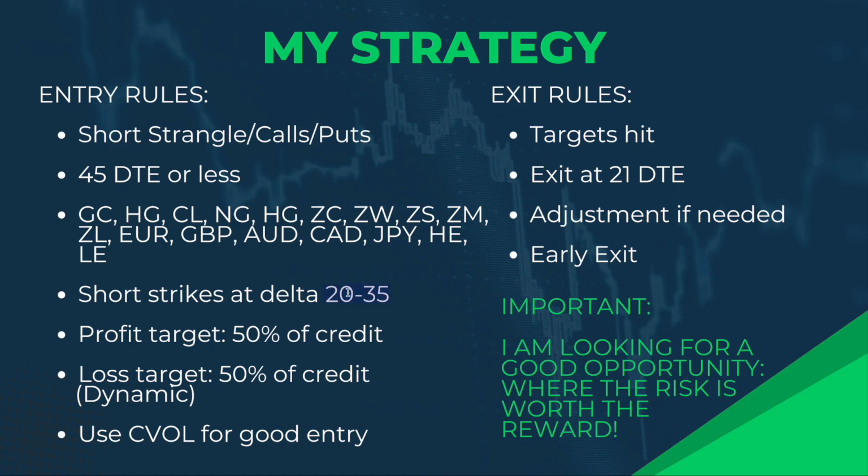My short strikes are always going to be anywhere between delta 20 and 35. Delta 20 is usually for the short strangles, and for the calls and puts it will be about delta 30, 35, because you need to collect more premium there to have somewhat of a good stop. My profit target is always 50% of credit, and my loss target is also 50% of credit. So I'm risking one to make one, and my stop loss is dynamic, which means as soon as I'm up about 25% on my position, I will move my stop loss to a 25% loss.